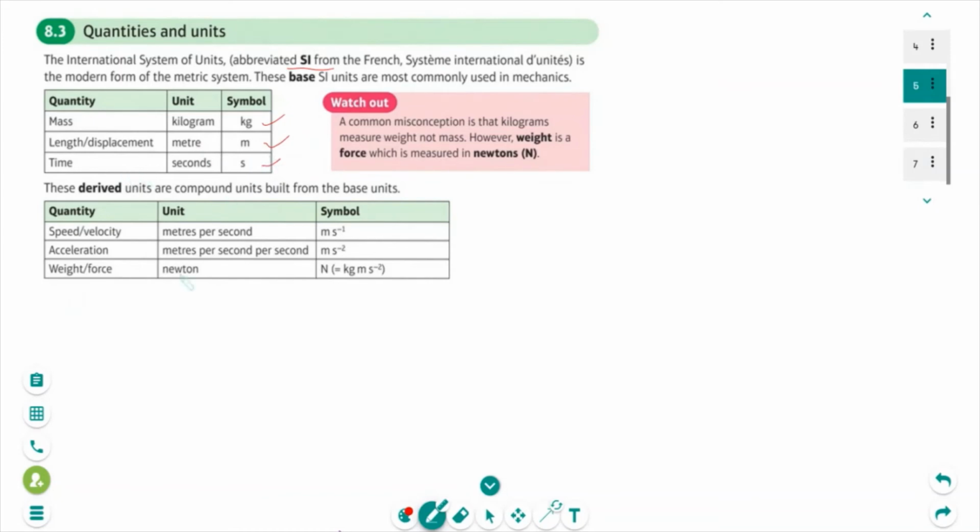Okay, velocity is meters per second, ms minus 1, or you can write m dash 1 s. Acceleration, meters per second per second, or simply meters per second squared. Weight or force, newtons. Okay, so kilograms meters per second squared is a bit unusual. Normally just newtons. So those are the units that they use.